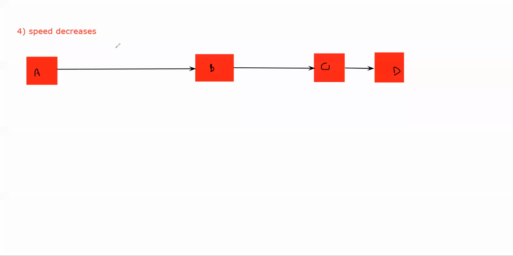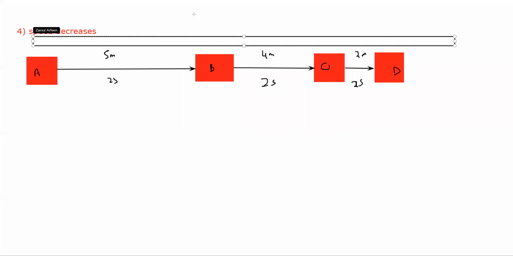Here it covered, say, 5 meters. Here it covered 4 meters, and here it covered 2 meters. And the time intervals: 2 seconds to move from A to B, further 2 seconds to move from B to C, and further 2 seconds to move from C to D. If I find the speed of this object, moving from A to B, 5 divided by 2, which is equal to 2.5 meters per second. That's the speed. Moving from B to C, 4 divided by 2, which is equal to 2 meters per second. Moving from C to D, it will be 1 meter per second.